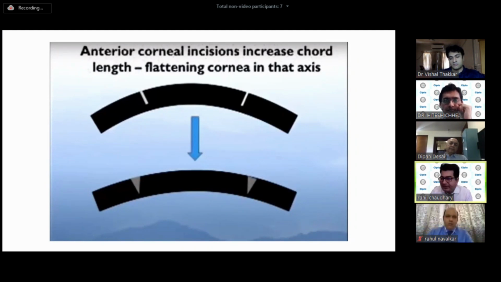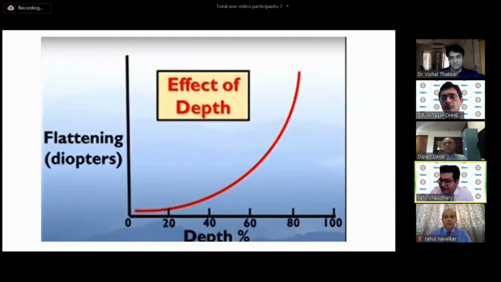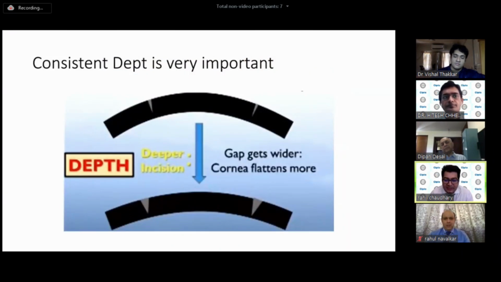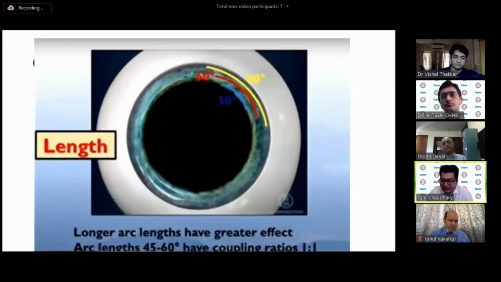So just covering a few basics before I get into Femto LRIs. We all know that whenever we put these limbal relaxing incisions or AKs, they cause a flattening effect. And the flattening effect increases with the depth of the incision. So as the incision becomes deeper, the more flattening effect it has. So consistent depth is very important. And the next thing we know about the LRIs is that the longer the arc length, the greater the effect. And arc lengths from 45 to 60 degrees have a coupling effect of 1:2.